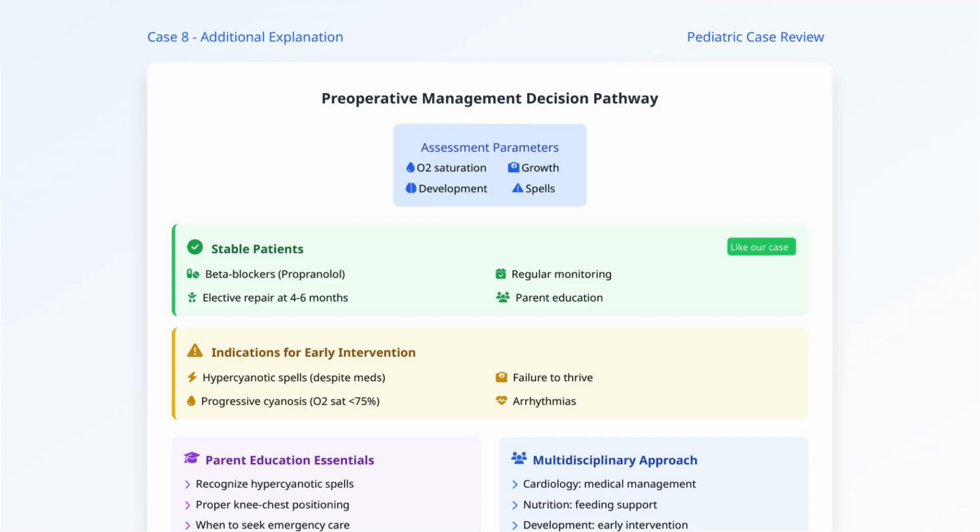This flowchart outlines the decision-making process for managing patients with Tetralogy of Fallot awaiting surgical repair. Assessment parameters include oxygen saturation trends, growth velocity, developmental progress, and the presence and frequency of hypercyanotic spells. For stable patients like our case, beta blockers and regular monitoring represent the standard of care. Propranolol is typically dosed at 0.5 to 1 mg per kilogram every 6 hours.